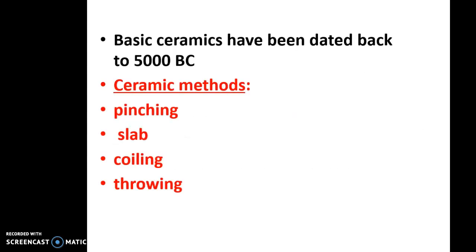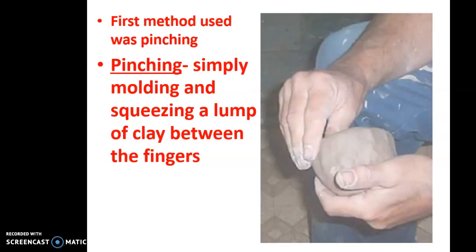Now, basic ceramics have been dated back to about 5000 BC. So we've had this as an art for a very long time. But remember, because of that material, it's considered a craft. So there are ceramic methods listed here as pinching, slab, coiling, and throwing. Pinching is the first method that we believe was used.